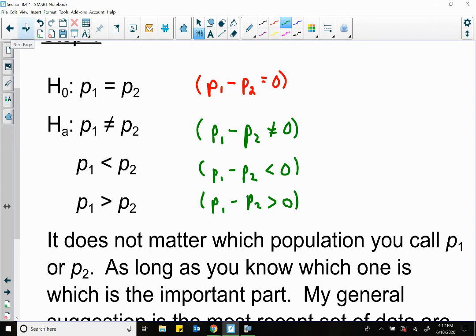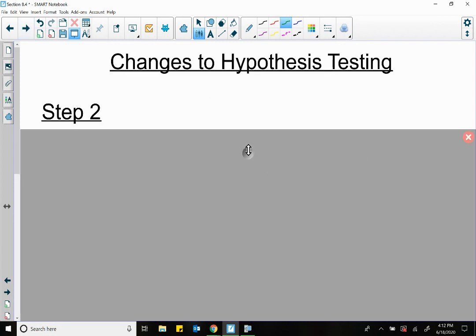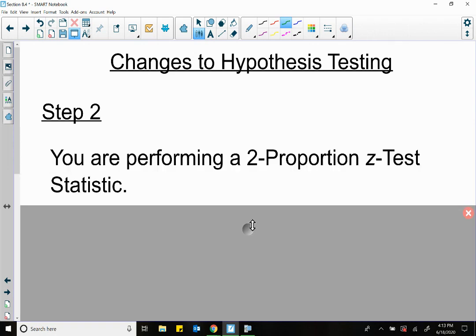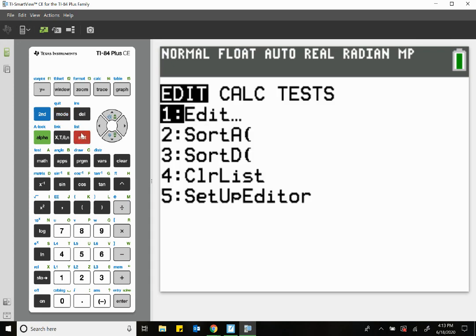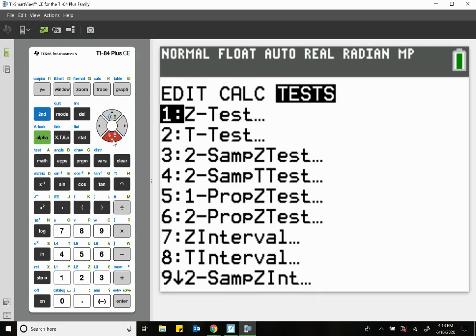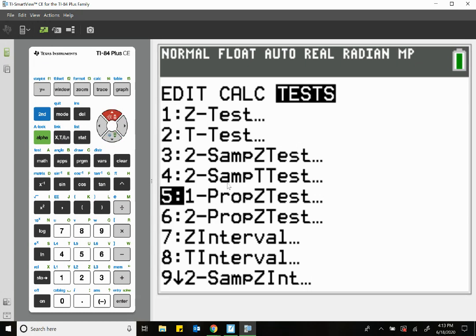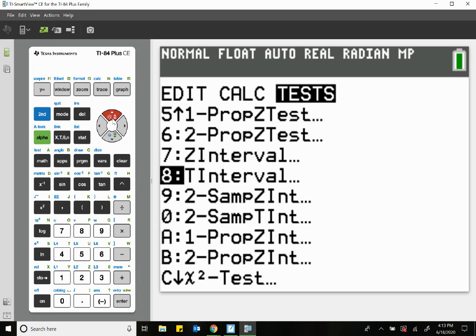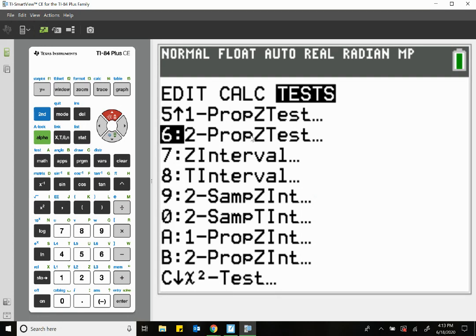So there's step one. There's the changes to the hypothesis. Step two, changes that happen here. Know that you're going to be performing what we call a two-proportion Z statistic. Okay? So in the calculator, I'll show you where this is at. Again, it's under stat, over in tests, and this is where we did the original hypothesis testing right here. Here is the two-proportion Z test. Okay? So 5 is the original, 6 is the two-proportion. All right? So 6 is the two-proportion z-test statistic that we want to run.